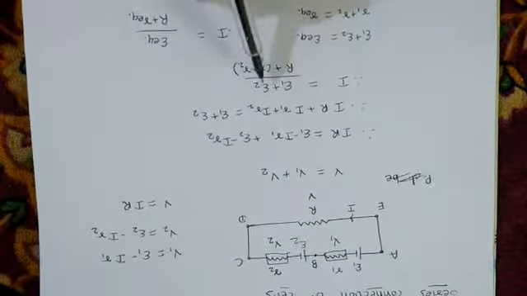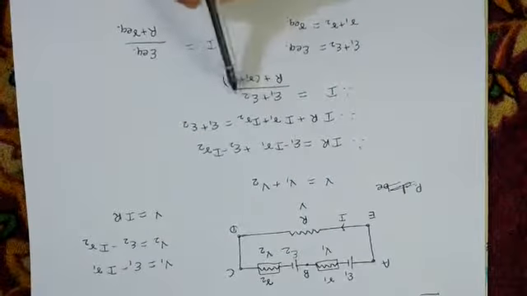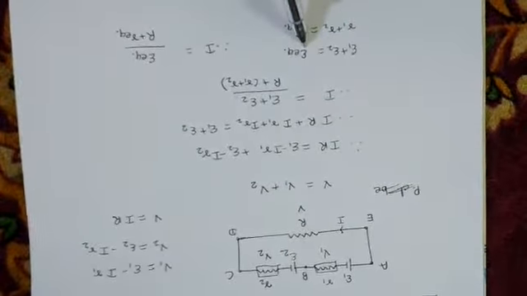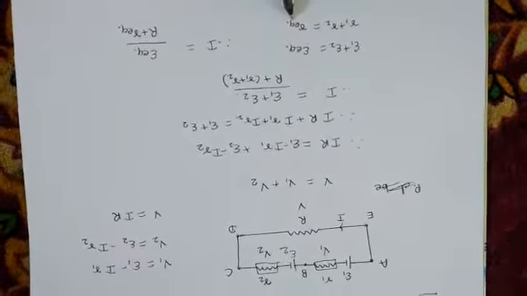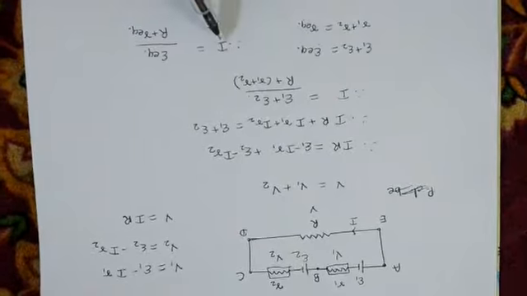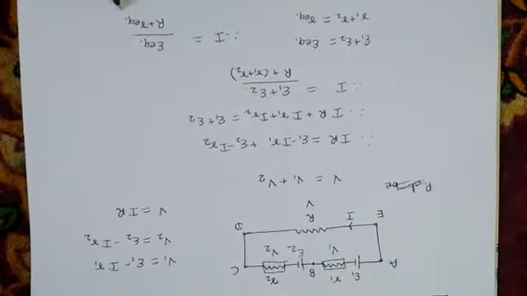So I equals epsilon 1 plus epsilon 2 upon capital R plus small r1 plus r2. If we assume that epsilon 1 plus epsilon 2 is epsilon equivalent and r1 plus r2 is r equivalent, then we switch over to the equation I equals epsilon equivalent upon capital R plus r equivalent.